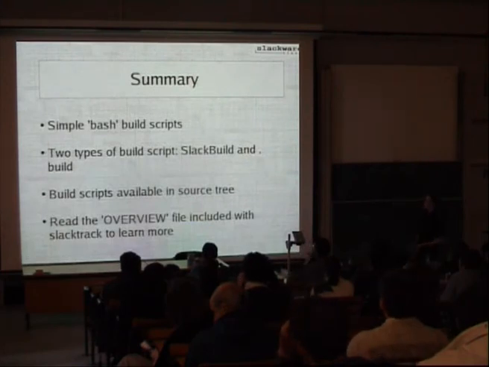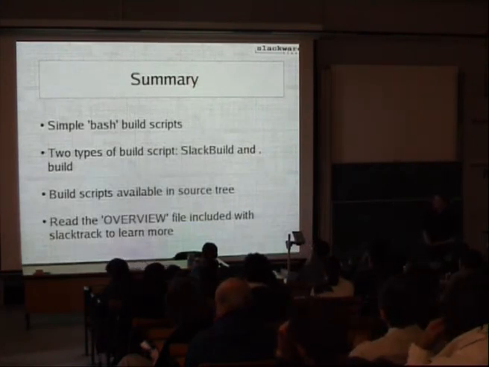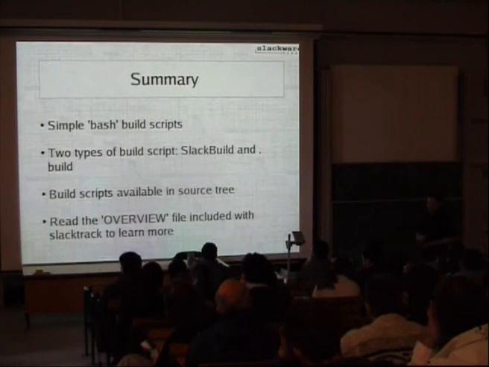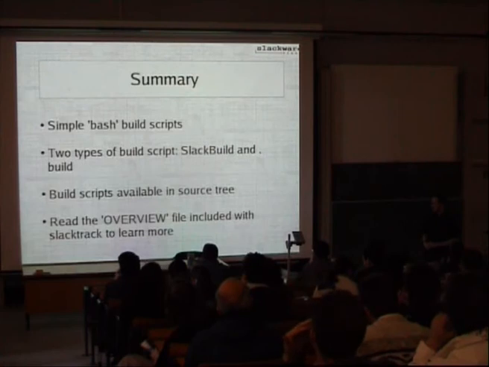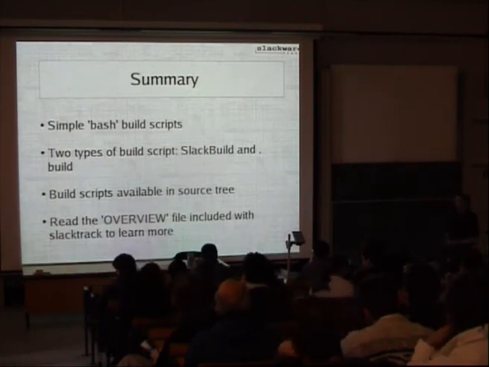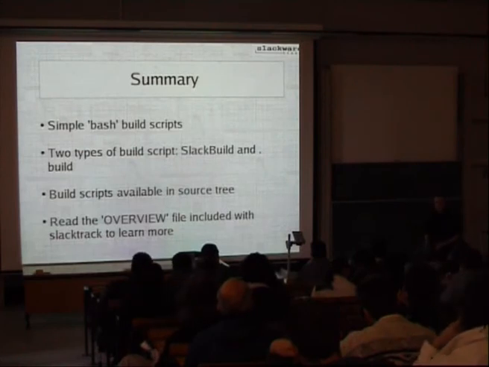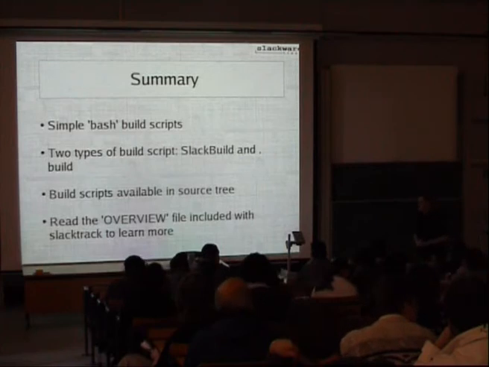So in summary, Slackware build scripts are simple bash scripts. There are two types of them, the SlackBuild and the dot build, with the dot build being generally phased out as soon as possible. The build scripts for the software are available in the Slackware source tree, and I've tried to keep this presentation pretty high level. I have written an overview document which is included in Slackware, which goes far more in depth, especially into the Slackware build system, than I could possibly do in the presentation. So I advise you to read that if you're interested in learning more.